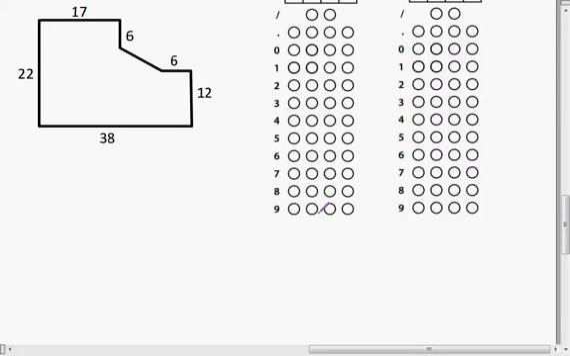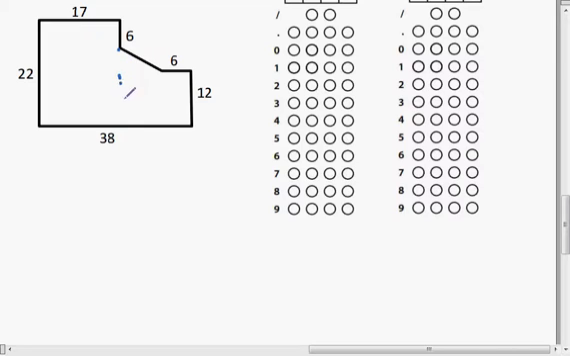Okay, welcome to the third video for the Core 2 example test for the geometry unit. This one, I'm asking you to find the area and perimeter of a composite shape. A composite shape you actually have to cut up into shapes that you know.